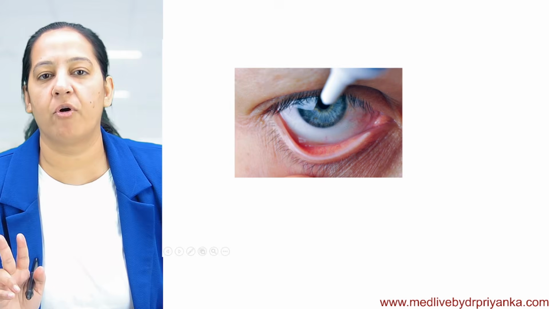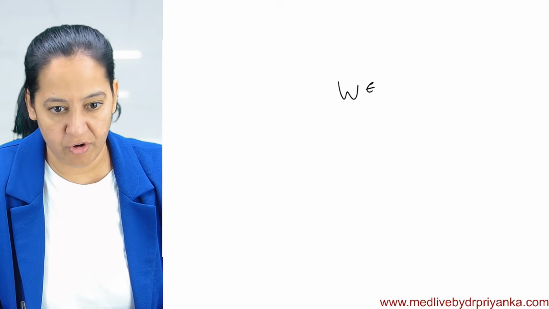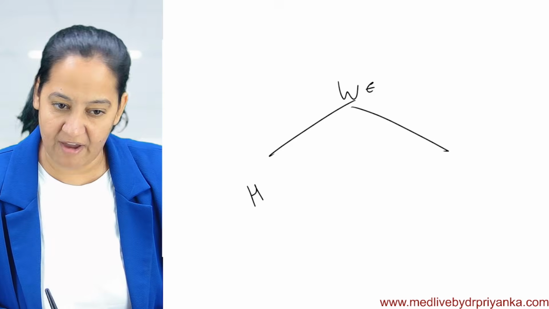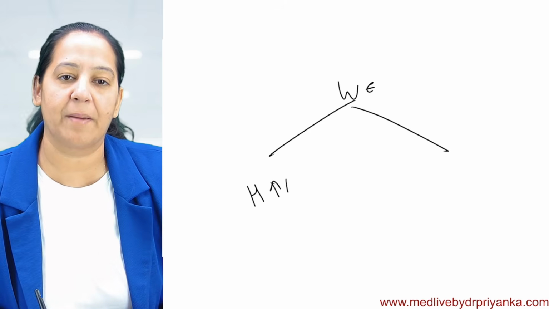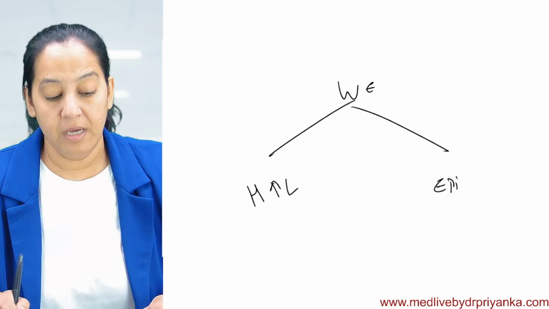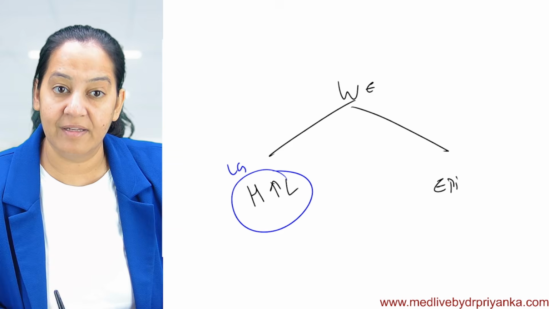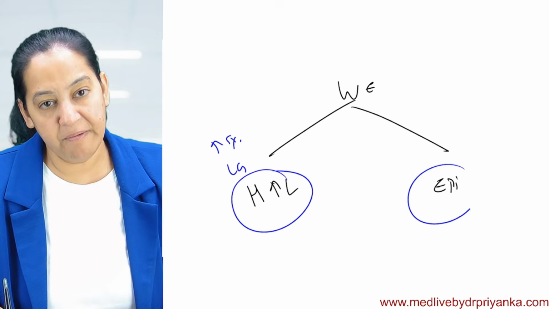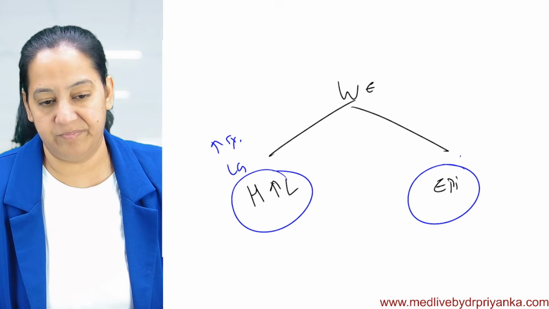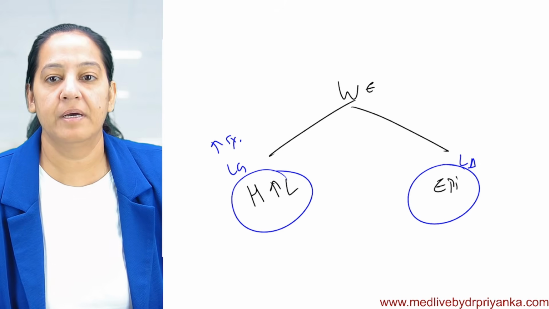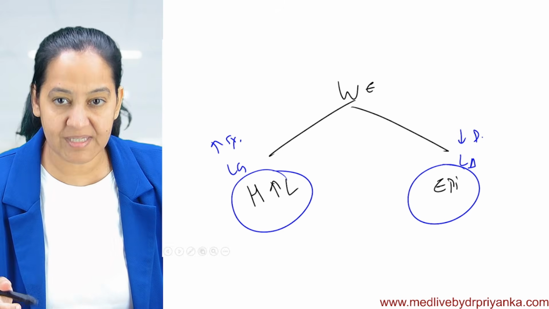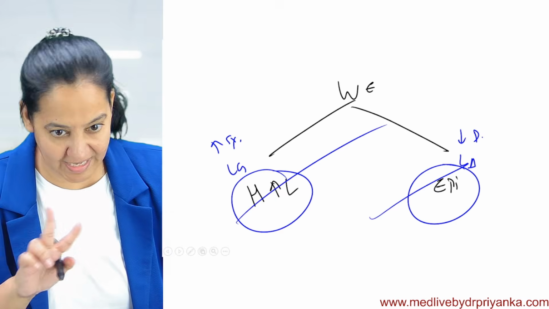So there are 2 types of watering eye. You understood watering eye? Watering eye is of 2 types. In every test, you have to say whether it is hyperlacrimation or Epiphora. Hyperlacrimation: there is a problem in the gland, there is increased synthesis. Epiphora: there is a problem in the lacrimal drainage system, so there is decreased drainage. So you have to say, is it Epiphora or is it hyperlacrimation, in every test.